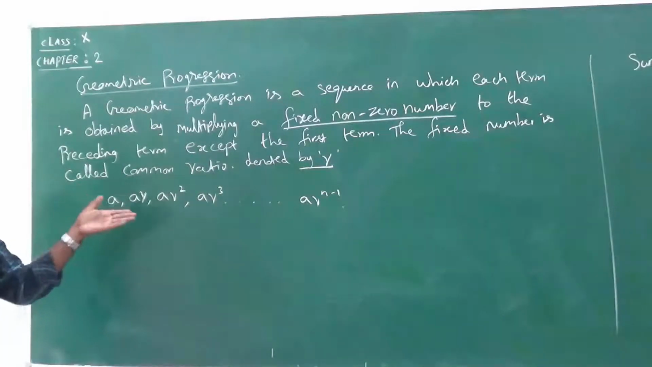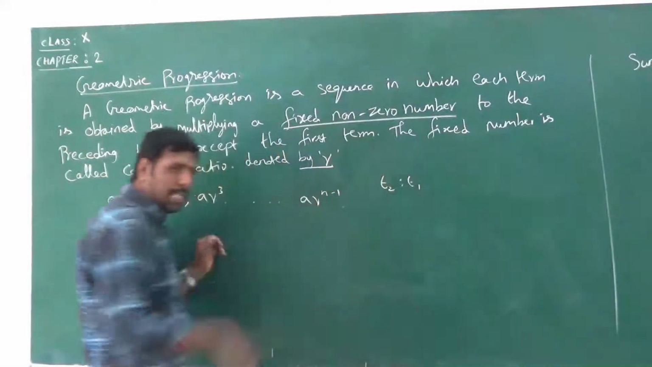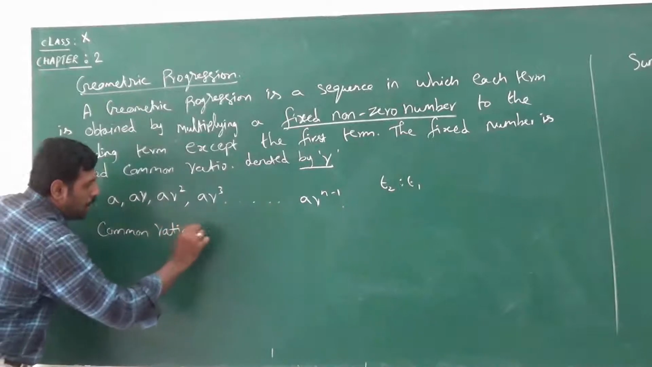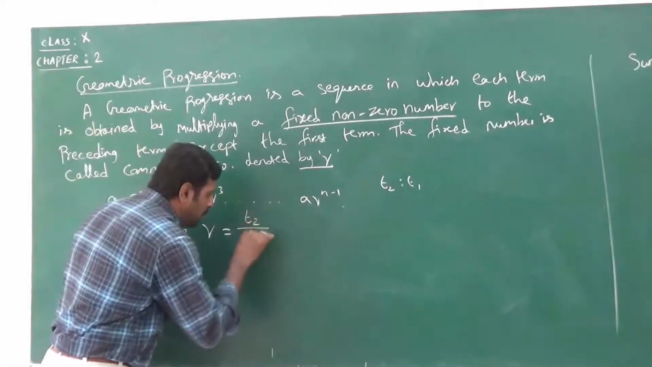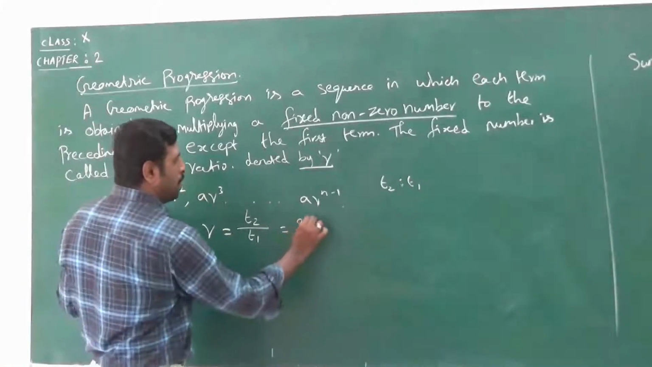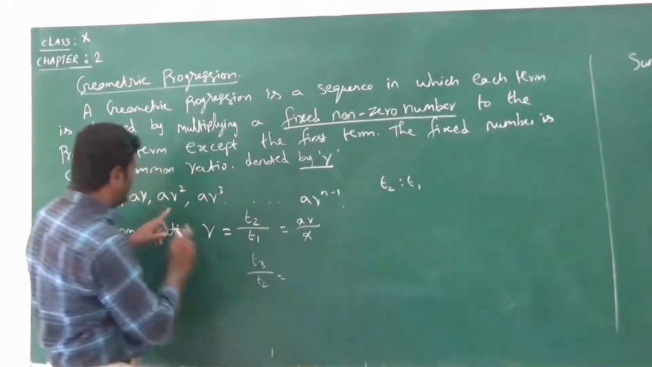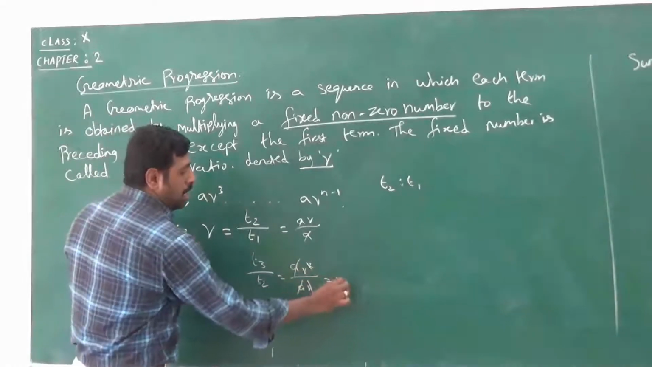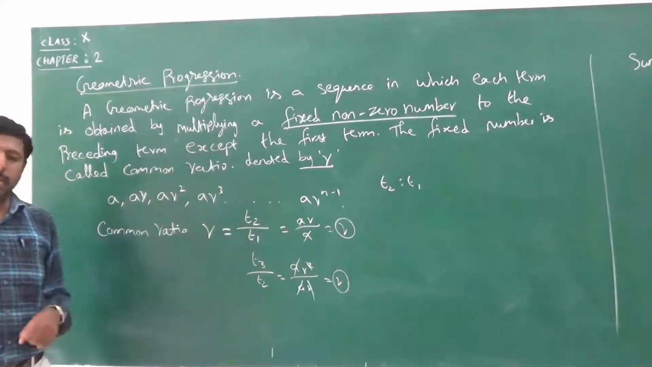How to find the common ratio? Here the ratio, we know, is T2 to T1. The ratio can be written in the form of division. So the common ratio, which we write with the symbol R, is equal to the second term divided by the first term. If we take the second term AR divided by the first term A, A is cancelled and we get R. Then T3 divided by T2 means the third term AR square divided by the second term AR, and we get R again. So the common ratio R is equal to T2 divided by T1.